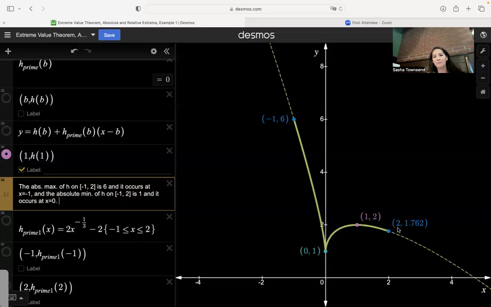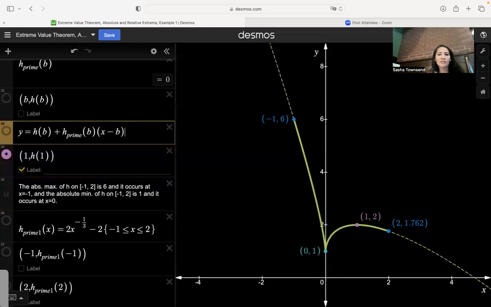And we can see from the graph that we have a relative max of 2 at 1, and we have a relative min of 1.762 at 2. But there's nothing from our handwritten work to justify that completely, though our handwritten work suggests that. We might say, how can I prove that? We're going to be able to prove that using the first derivative test and the second derivative test in a later section. But another way to analyze this is to just look at the derivative as a function.